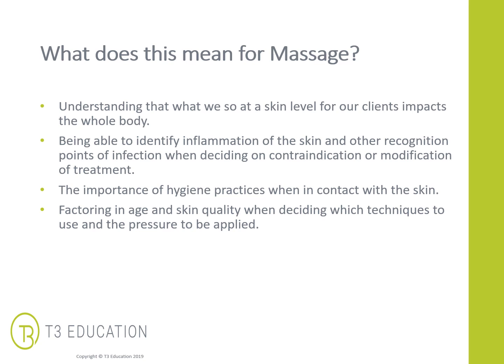Factoring in age and skin quality, really important when deciding what techniques to use. We might not want to use such shearing type techniques like STRs, like a firm STR with more delicate older skin. But things like gliding, transverse STRs might be more appropriate. So as always, we're always thinking what technique, what pressure is right for my client. And that starts with your client, understanding them and their skin better so that you can deliver the right treatment for them.